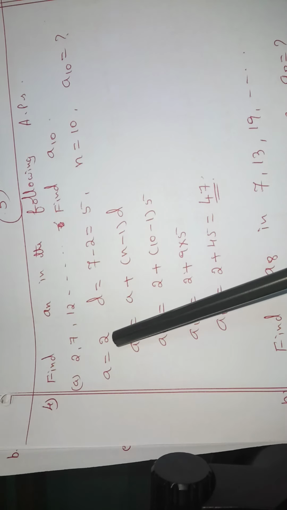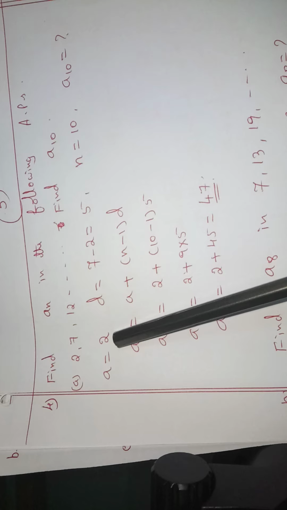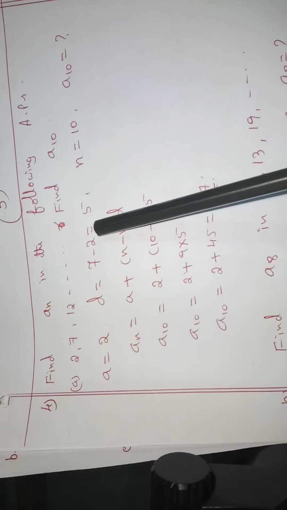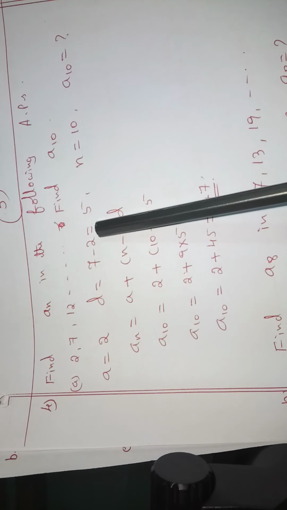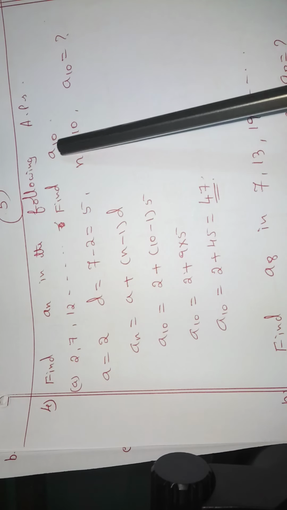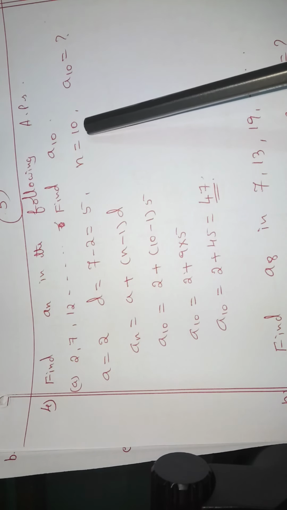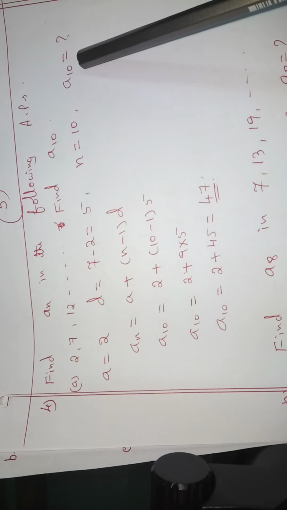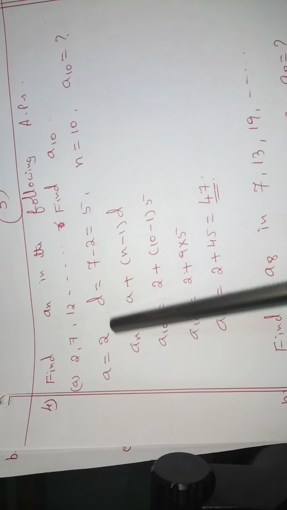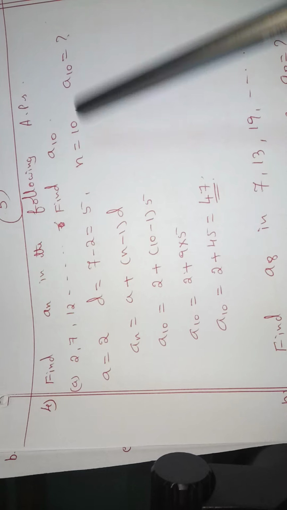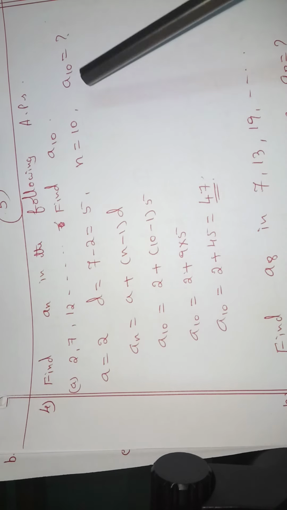What is the first term? 2. What is the common difference? 7 minus 2, 5. How many terms? N is equal to 10. A10 is equal to how much? What is given and what is required? You have to write it in the first step.